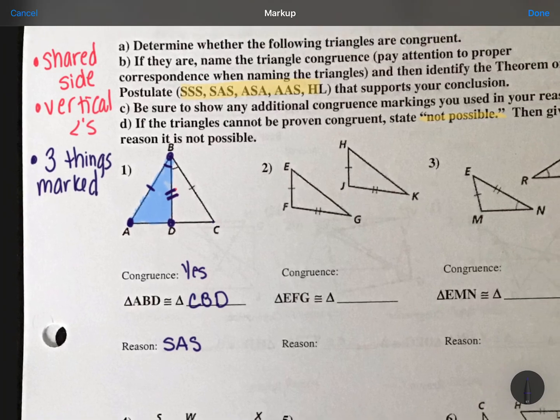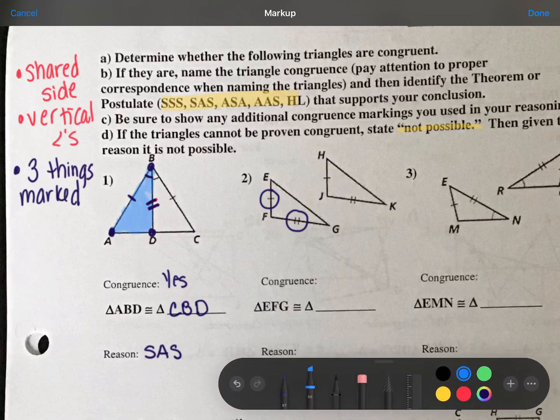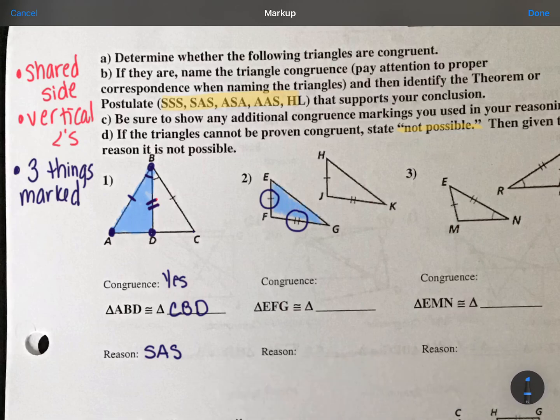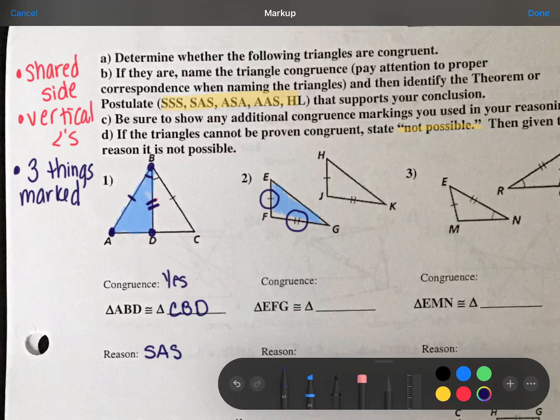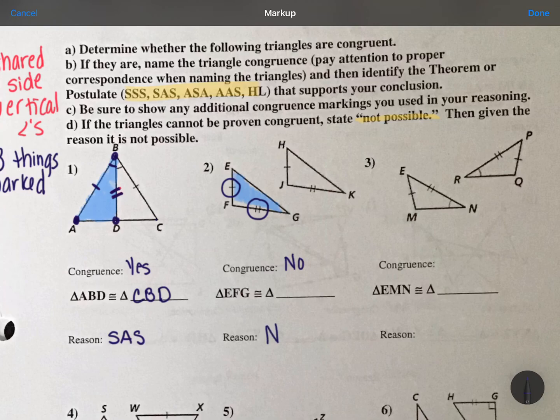All right, let's take a look at number 2. Do you have a shared side? The answer is no. Do you have vertical angles? The answer is no. Are your triangles congruent? Well, I don't know. Do I have 3 things marked? It looks like I've only got 2 things marked, because remember, we're only looking at one triangle. In the one triangle, I only have 2 things marked. So are they congruent? Nope. I don't have enough information. So you can put NP for not possible. We don't have enough information there.